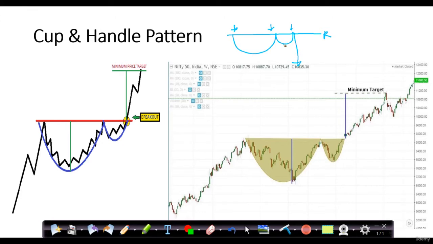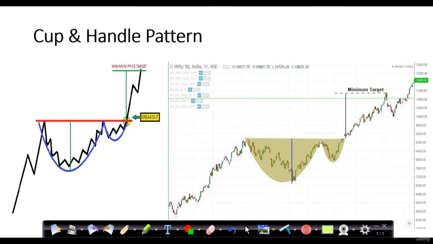The reason is, whoever bought here has their stop loss here. So if some selling happens, the market will start dropping from here. If you take an example from this case, the market will start dropping from this point. But I'm not suggesting going for the downside trade in this cup and handle pattern, because it's very risky as per my personal experience.